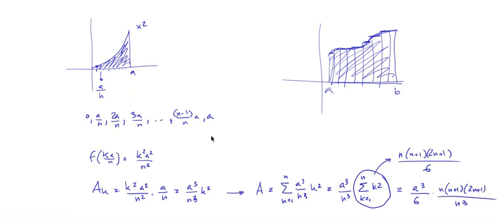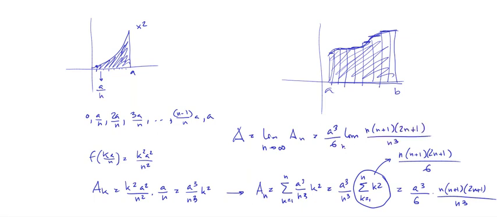So this sum is equal to a cubed divided by 6 times n times n plus 1 times 2n plus 1 divided by n cubed. Now, let's call this A_n. This depends on the number of intervals. The actual area, if this procedure works, is what happens when the number of intervals goes to infinity, the limit when n goes to infinity of this area A_n. And so this limit is a cubed divided by 6 times the limit of n times n plus 1 times 2n plus 1 divided by n cubed. Let me erase this. Okay.